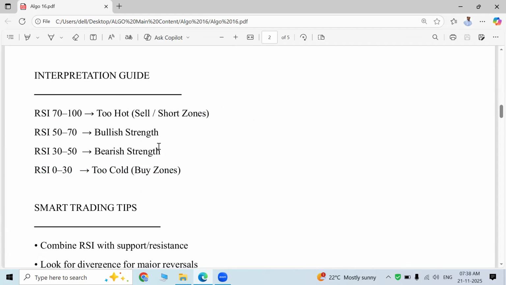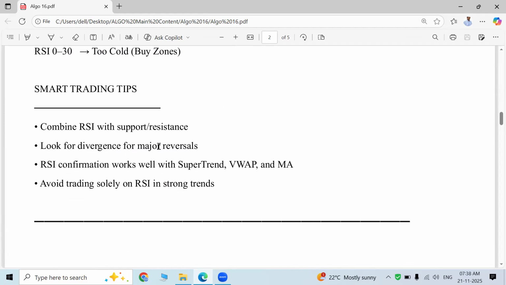So you need to play very smart and slow into two hot zone or two cold zone. Okay. Now RSI basically can be combined with resistance and support. Then it works very well. VWAP, super trend, moving averages. If I combine with RSI, then maximum possibility of getting good returns.